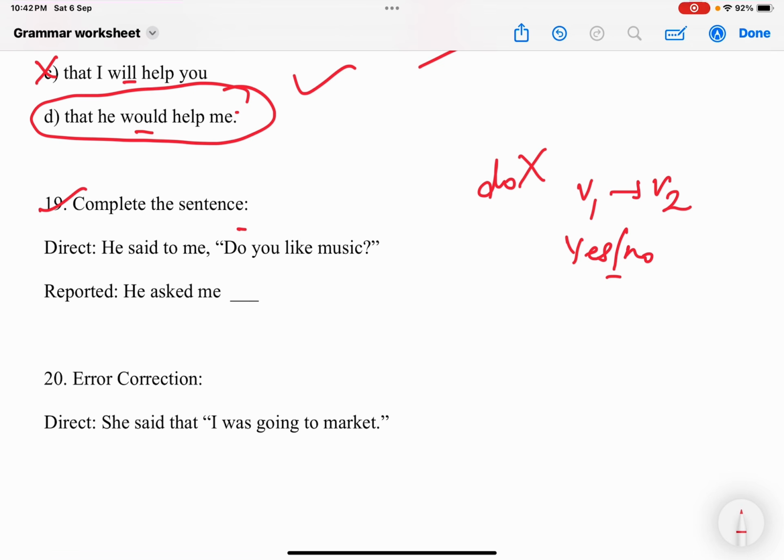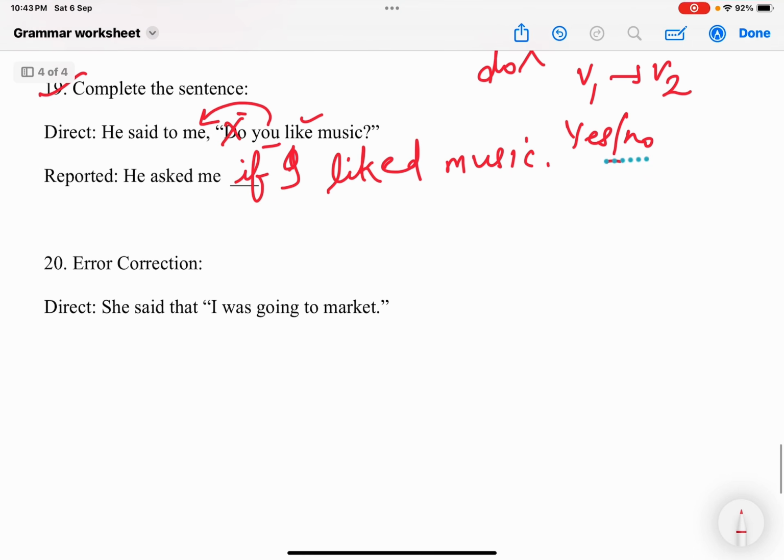So whenever the question is yes no question, we are to use if. So he asked me if, do will be deleted, and you, second person, change according to me, if I like will change into liked, and music will remain the same. Then the answer is he asked me if I liked music.